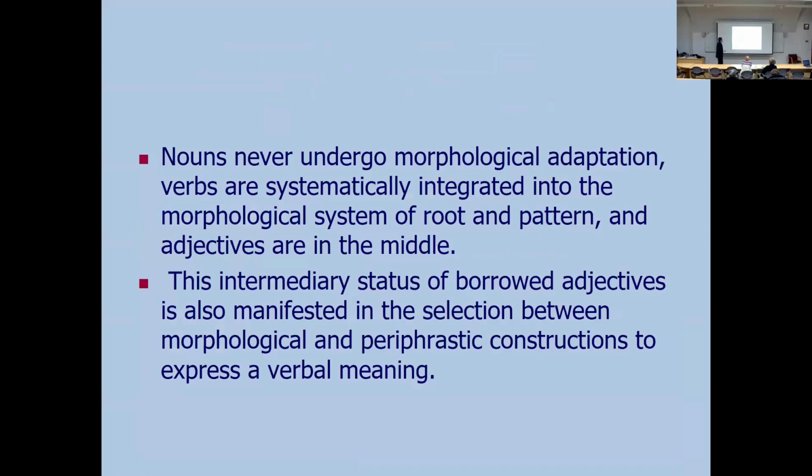Like I said, nouns never undergo morphological adaptation. Verbs are systematically integrated into the morphological system, and adjectives are in the middle. And the intermediary status of adjectives is also manifested in the selection between morphological and periphrastic construction to express the verbal meaning.